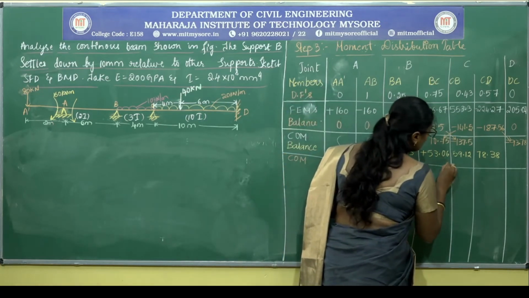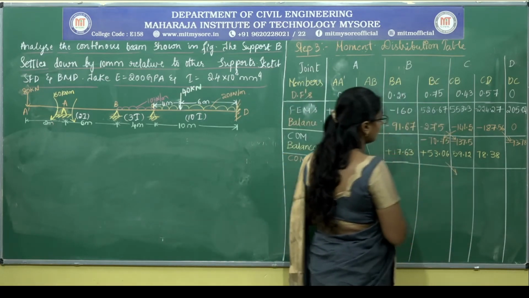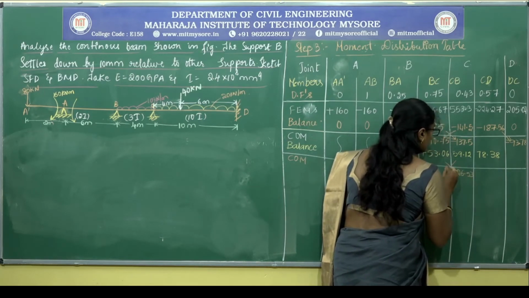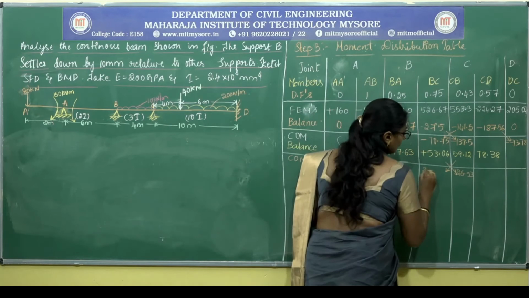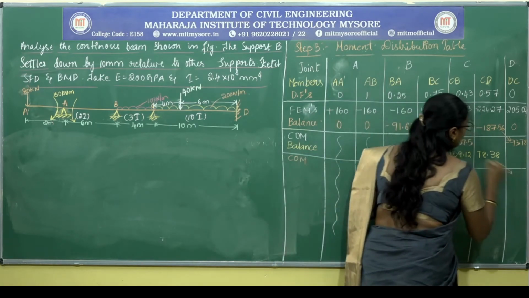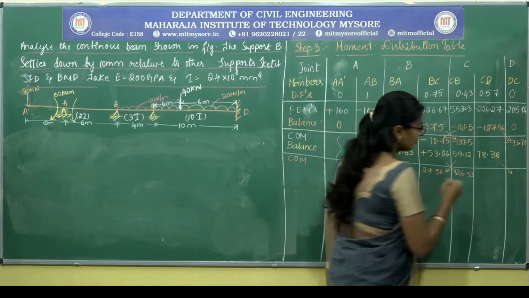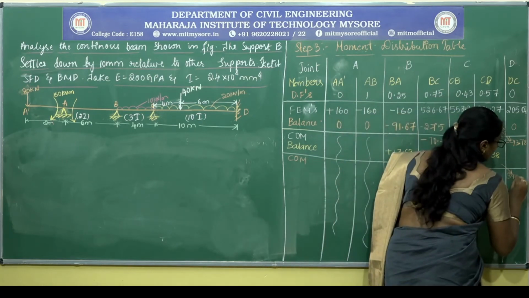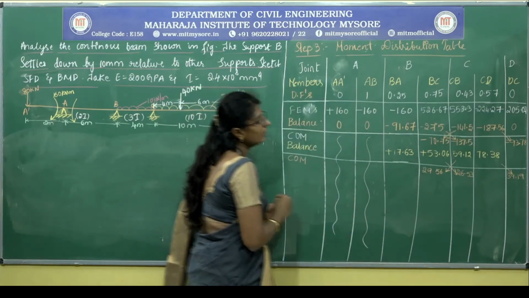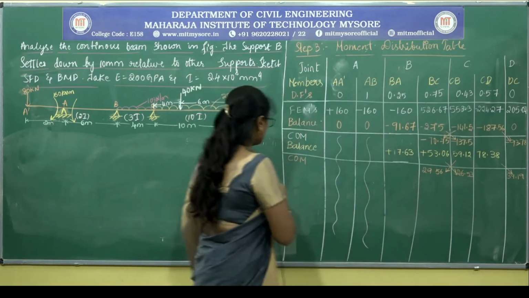So what is half of 53.05, 26.53, and half of 59.12, 29.56, then half of 78.38, 39.19.